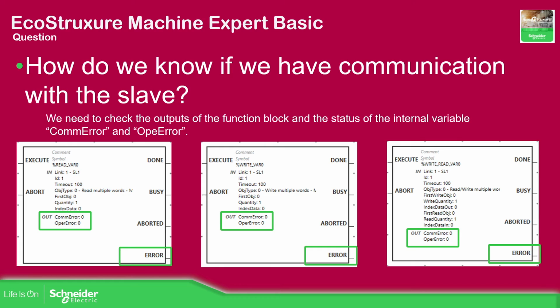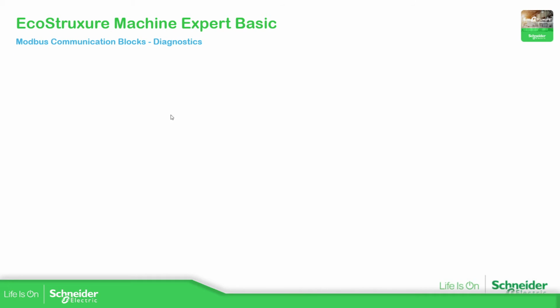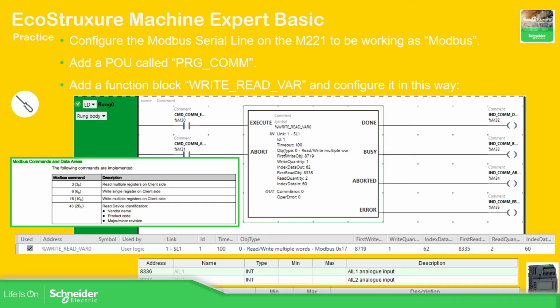So we continue with this. Here is the list, but the complete list of the codes can be found on the help of the PLC. So I'm going to pause this quick. Okay, good. So now the idea is to open our program, configure the device. Okay, so let's do that.